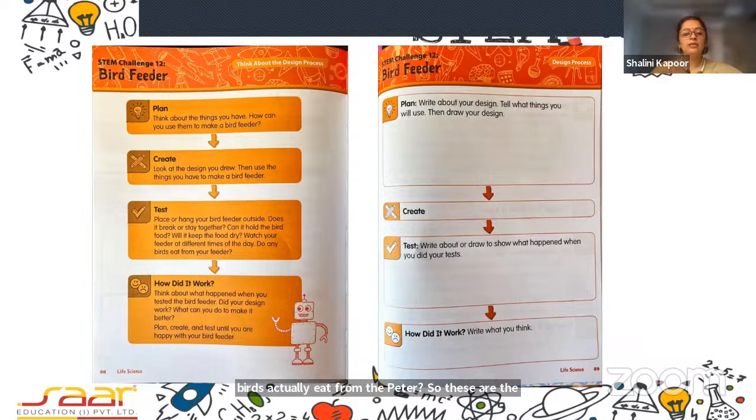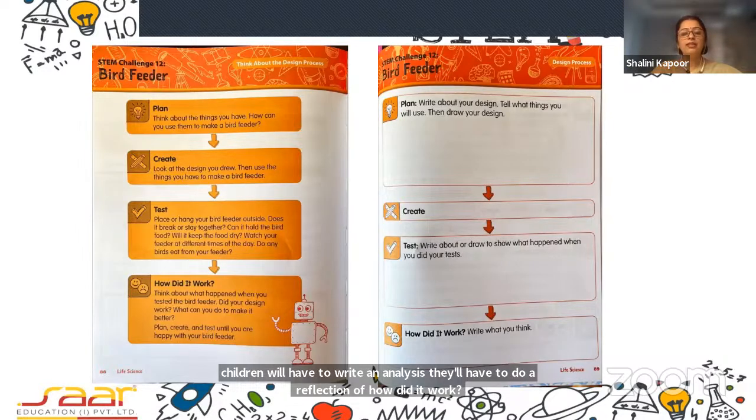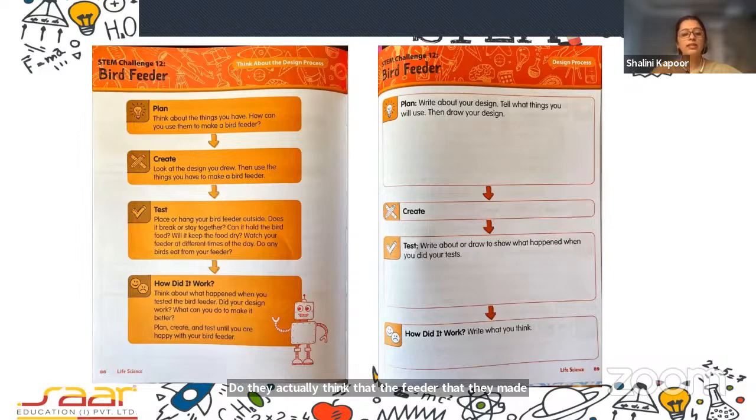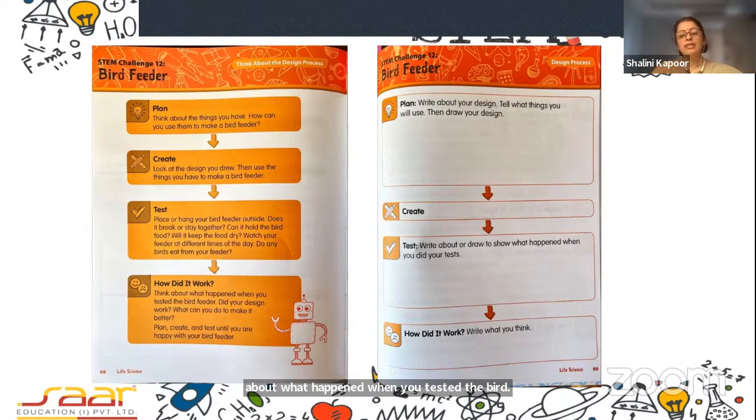And right at the end, the children will have to write an analysis. They'll have to do a reflection of how did it work? Do they actually think that the feeder that they made was a successful model? So the questions that you will ask them will be, think about what happened when you tested the bird feeder. Did your design work? What can you do to make it better? Because as science students, our aim is always to better our best. Keep working and improving your designs.